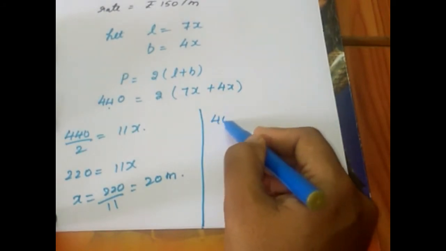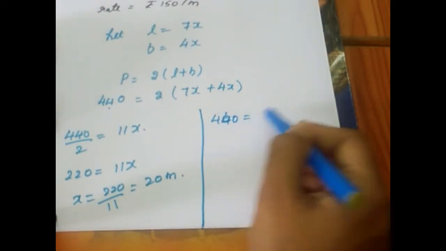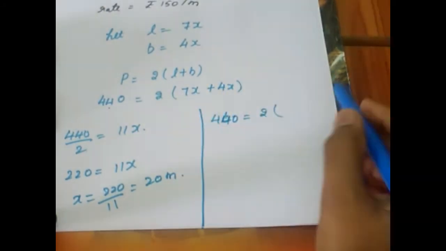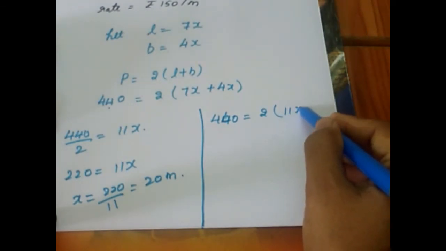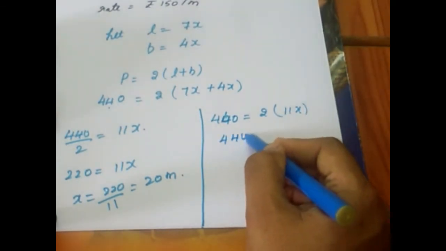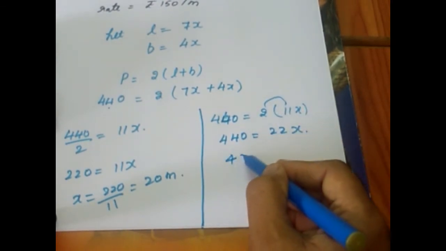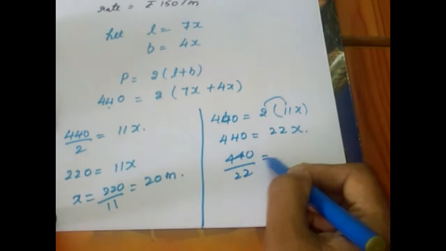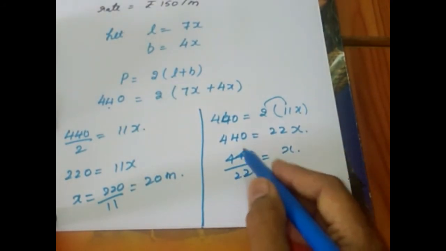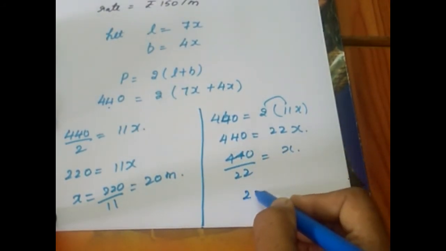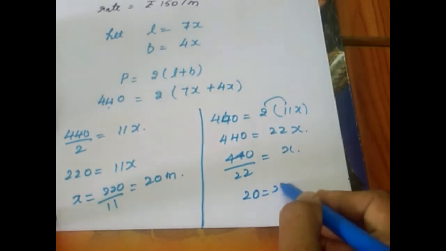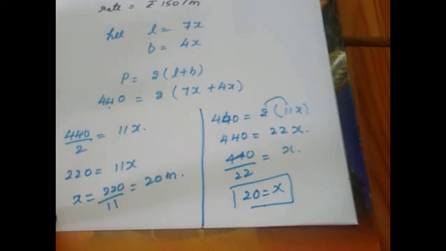In the second method, I'll keep 440 as it is. I'll add this 7 plus 4, which is 11x. Now 440 is equal to 2 into 11x, and 11 2s are 22x. 440 by 22 is equal to x. 22 2s are 44 followed by a 0. So x is equal to 20.